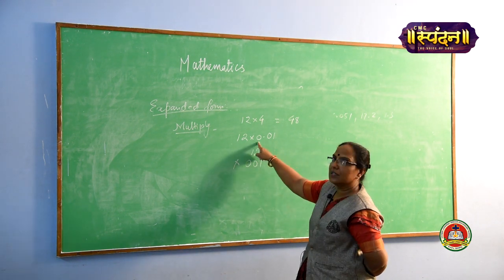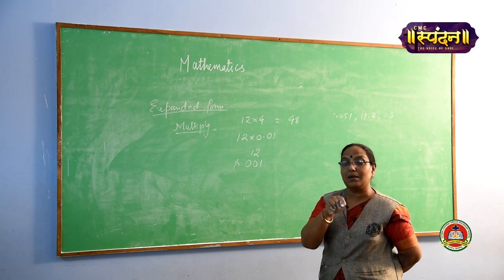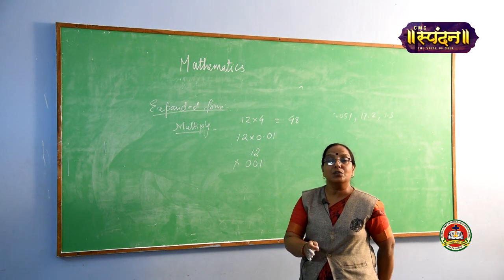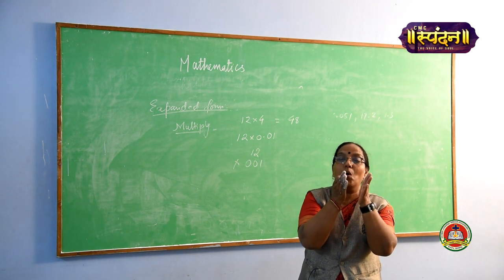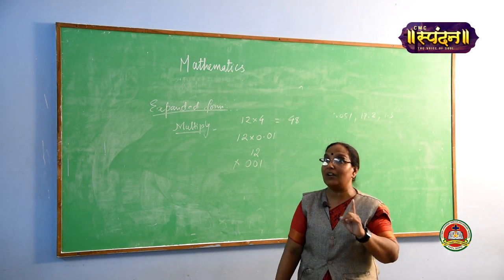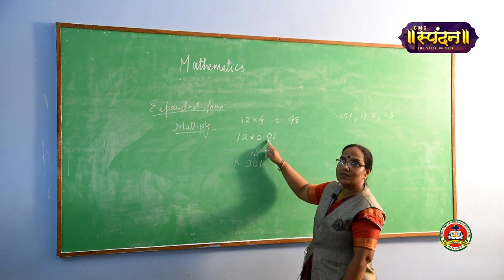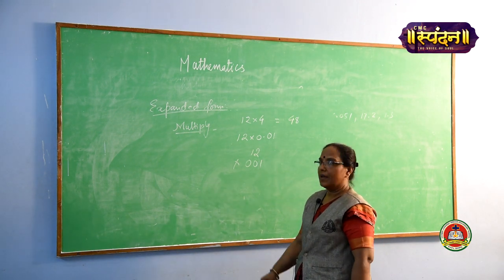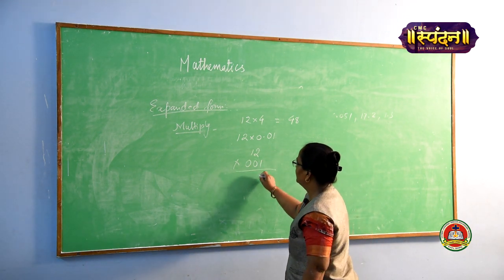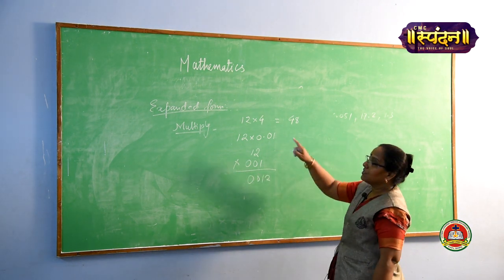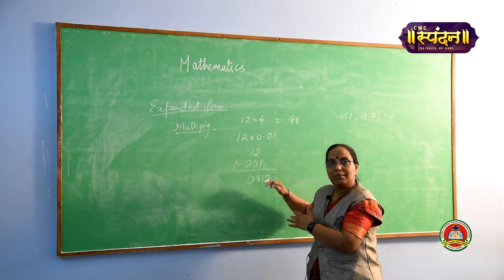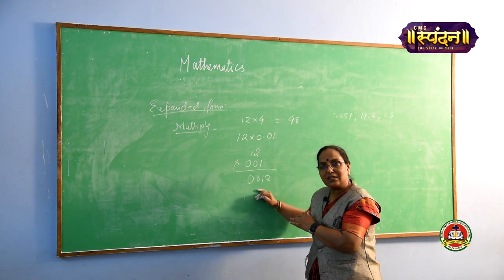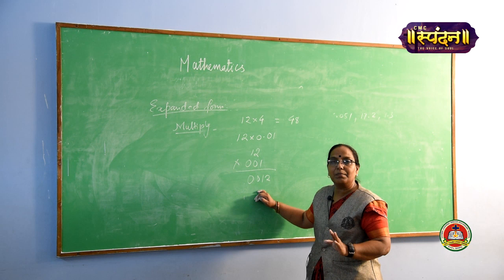This is not compulsory to write, but when you read the decimal number, you should write the 0, because the whole number part is 0. That is why we need to write 0, and this is 01 as the decimal part. So we are going to write in this way, and you know the answer will be 12, and I will write 2 more zeros here.